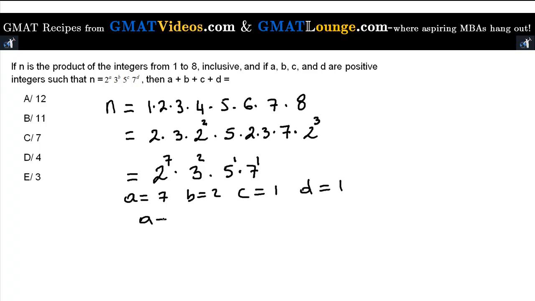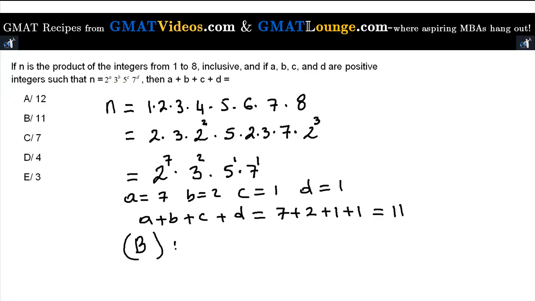So overall, the sum a plus b plus c plus d, because that's what we're being asked here, should be equal to 7 plus 2 plus 1 plus 1, and this is 11. And that's the answer, 11, right there. So again, it wasn't that difficult. It's just another prime factorization. When you deal with number properties, expect to do some prime factorization. So let's say here that B is the correct answer.